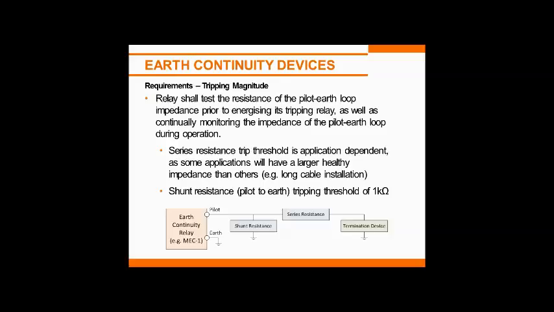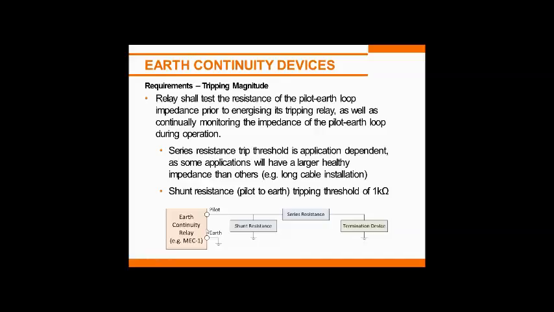Okay, relays basically test the pilot earth impedance prior to energizing the relay, and it continually monitors this impedance between the pilot earth loop. So that's looking at the series resistance. If you look at the circuit down below, we have a relay sitting here, a pilot output where we measure the series resistance through a terminating device back to the earth of the relay.